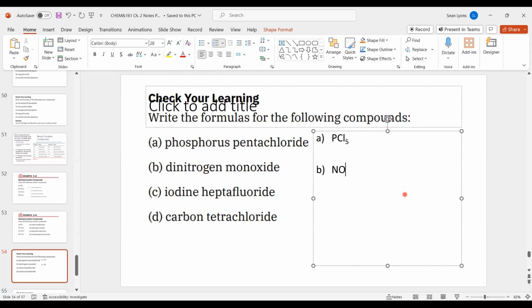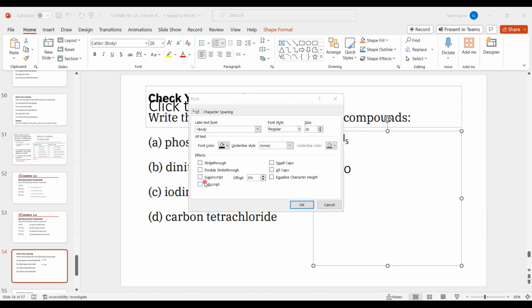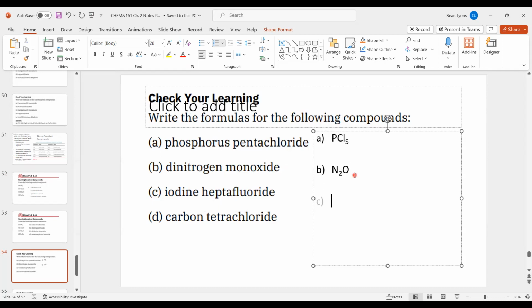Dinitrogen monoxide, so we've got nitrogen and oxygen. And then with monoxide, we don't need any of the subscripts there because it's just assumed to be 1 unless we include a specific number. But we've got dinitrogen, so we've got 2 of those nitrogens down. We've got N2O. Want to make sure we include that so we're representing the correct formula.